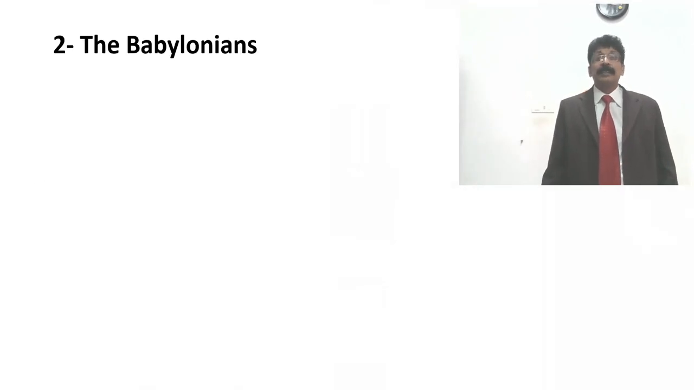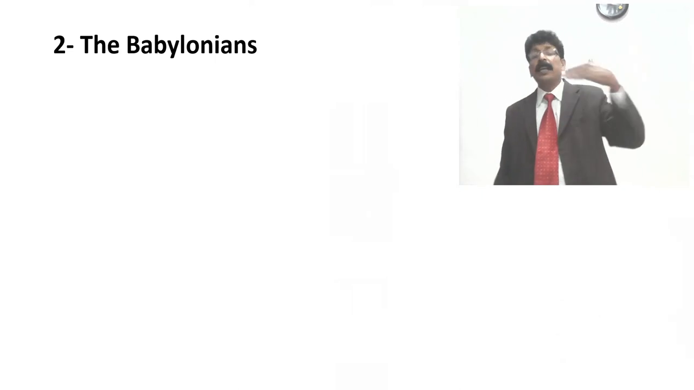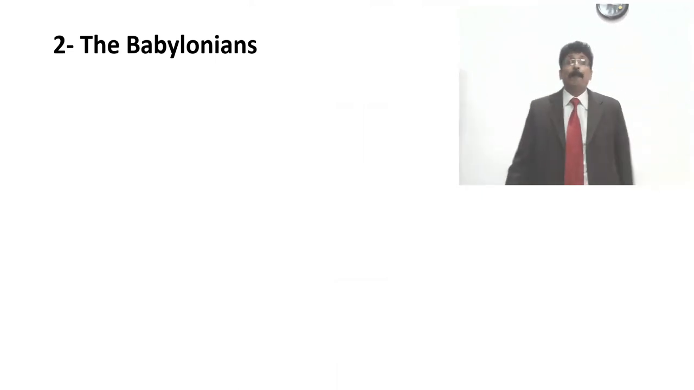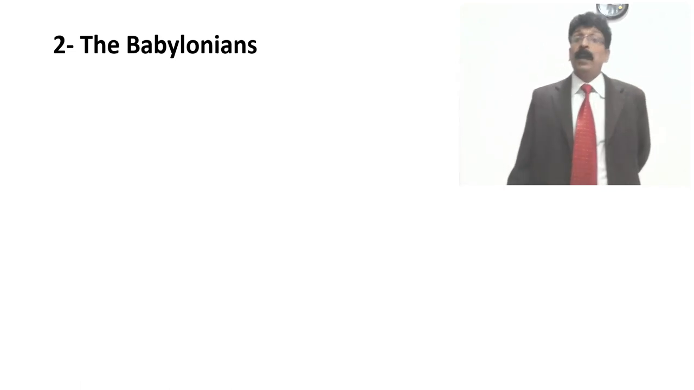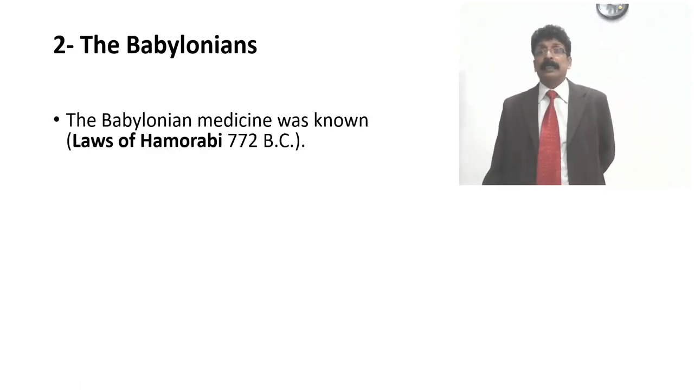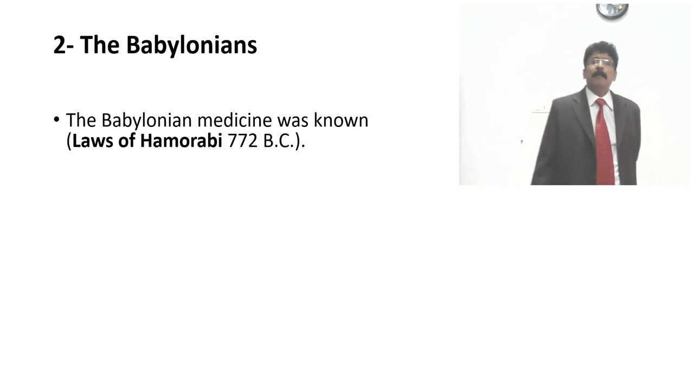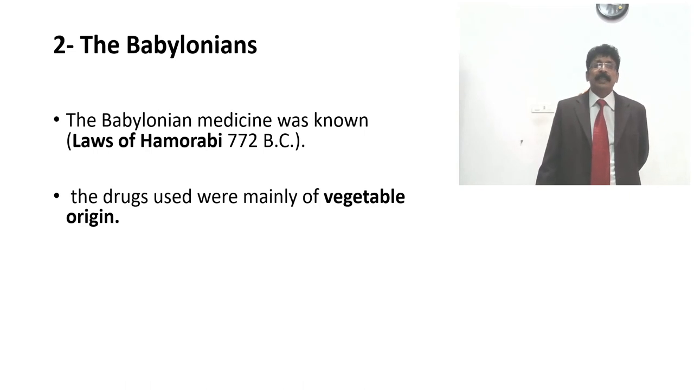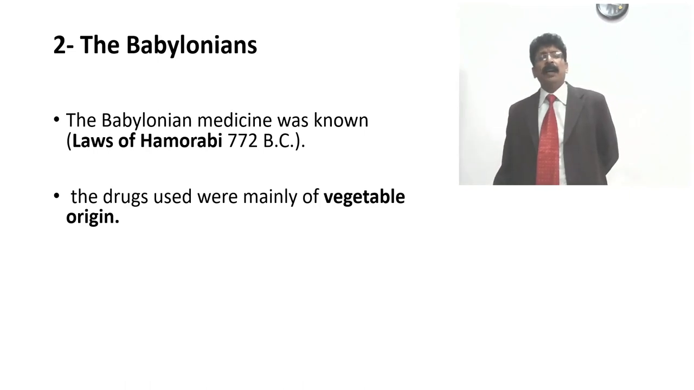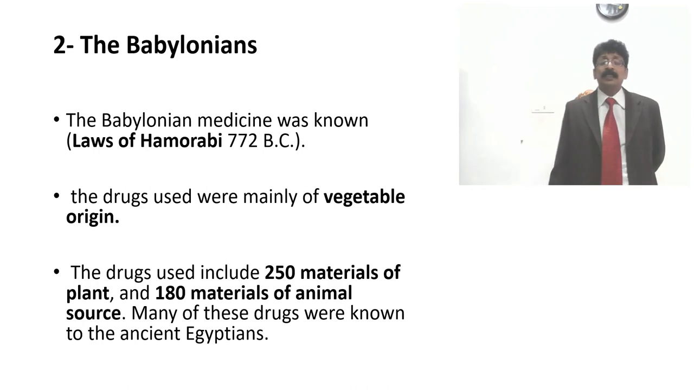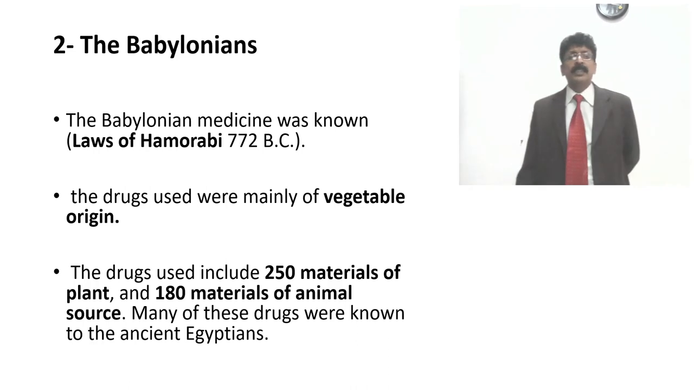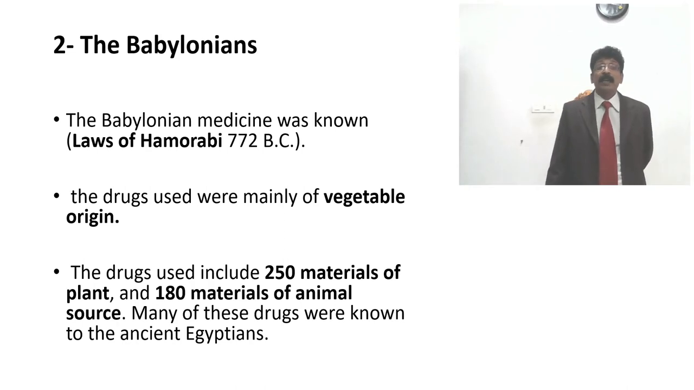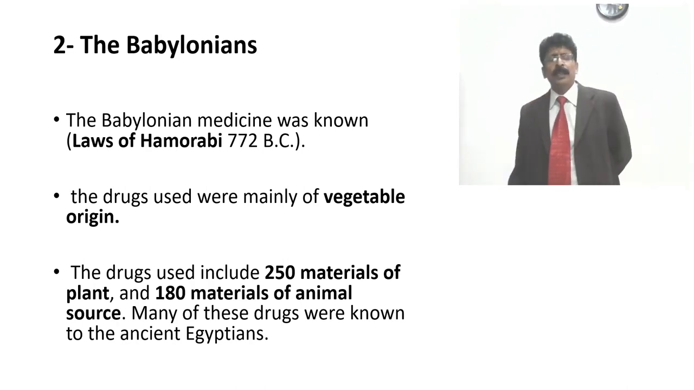The second one in history which we have to remember, there are many chronologies, but still we have selected one, the Babylonians. Babylonian medicine was known, the law of Hammurabi, 772 BC. The drugs used were mainly of vegetable origin. The drugs used include 250 materials of plant source and 180 materials of animal source. Many of these drugs were known to the ancient Egyptians.